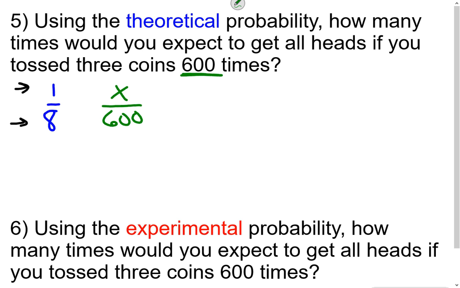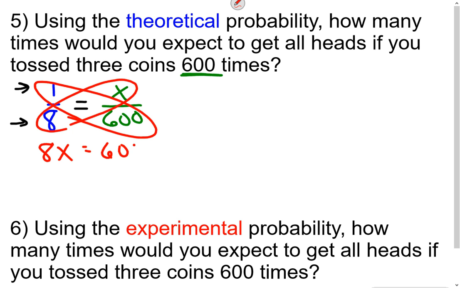We don't know that, but now we have these 2 ratios that are going to be equal, and we can solve a proportion, something we've done many, many times. In this situation, I would look at cross multiplying. So I'm going to end up with 8x equal to 600. And then I just solve this problem. I'm going to divide both sides by 8, and I just found out that x is going to equal 75. So if I were to flip these 3 coins 600 times, I could expect to get all 3 heads 75 times.